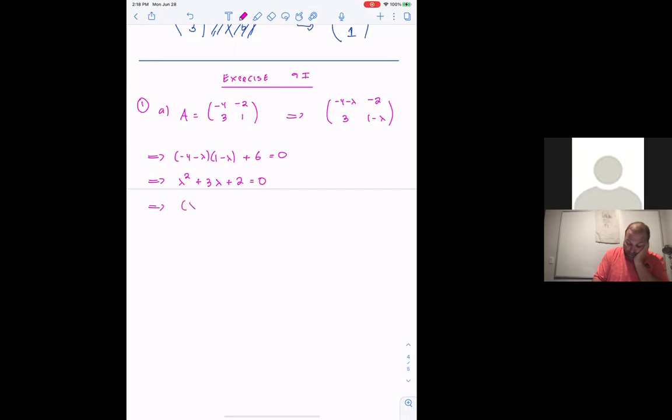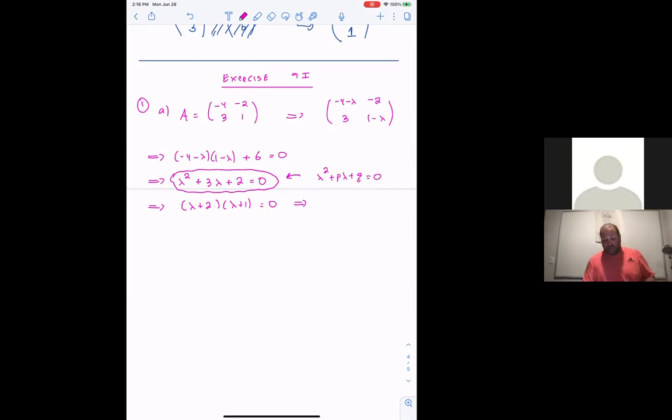And this is factorable into lambda plus 2, lambda plus 1 is equal to 0. By the way, this is the characteristic equation that you're after. It's in the form lambda squared plus p lambda plus q is equal to 0, like the question asked. In this case, p is 3 and q is 2. And what are my eigenvalues? My eigenvalues are negative 2 and negative 1.